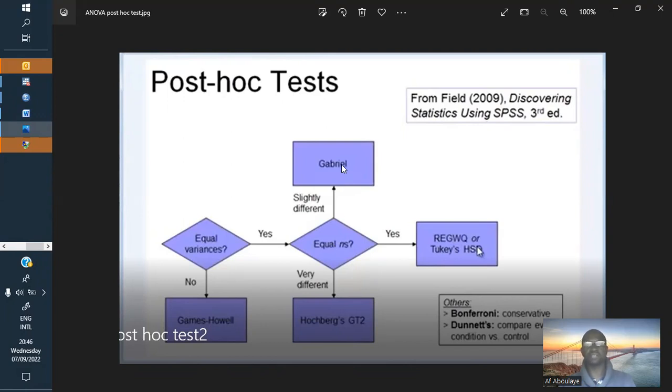We can use the Gabriel test. But if the difference is huge, like the first group has 6 observations, the second one 20, and the third one 50, then the difference is big. We can now use the Hochberg test as a post test.